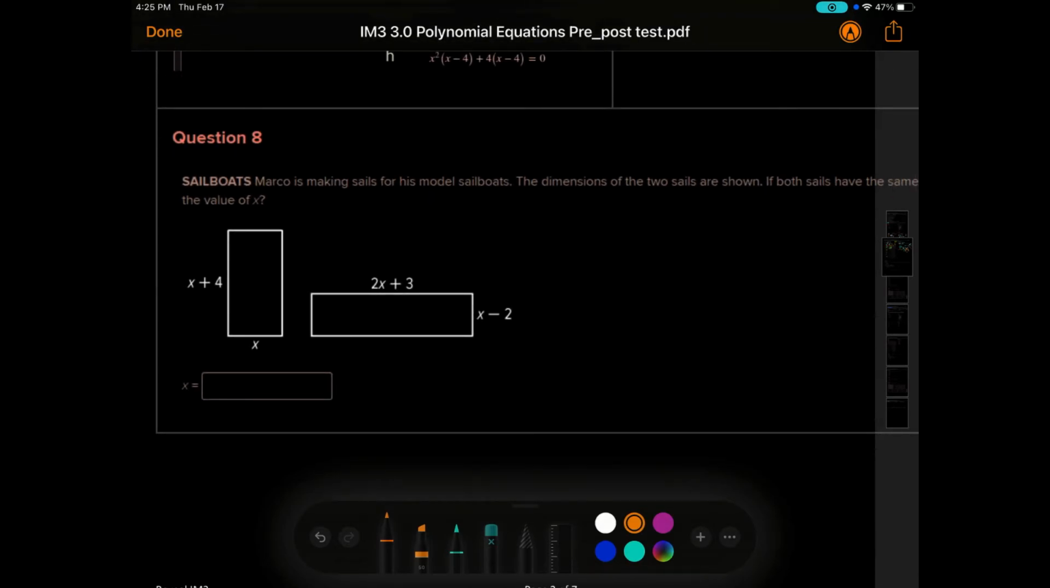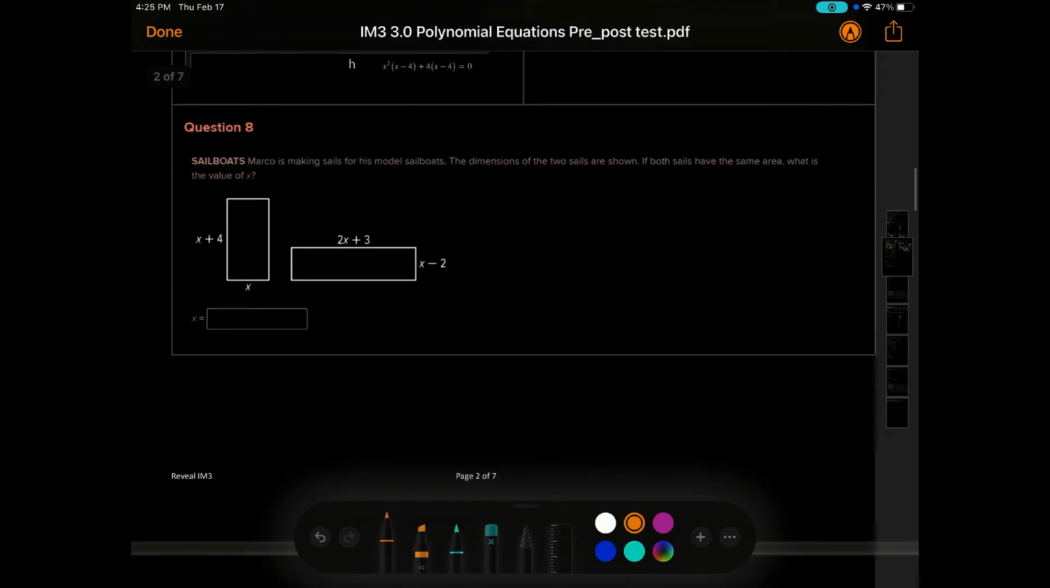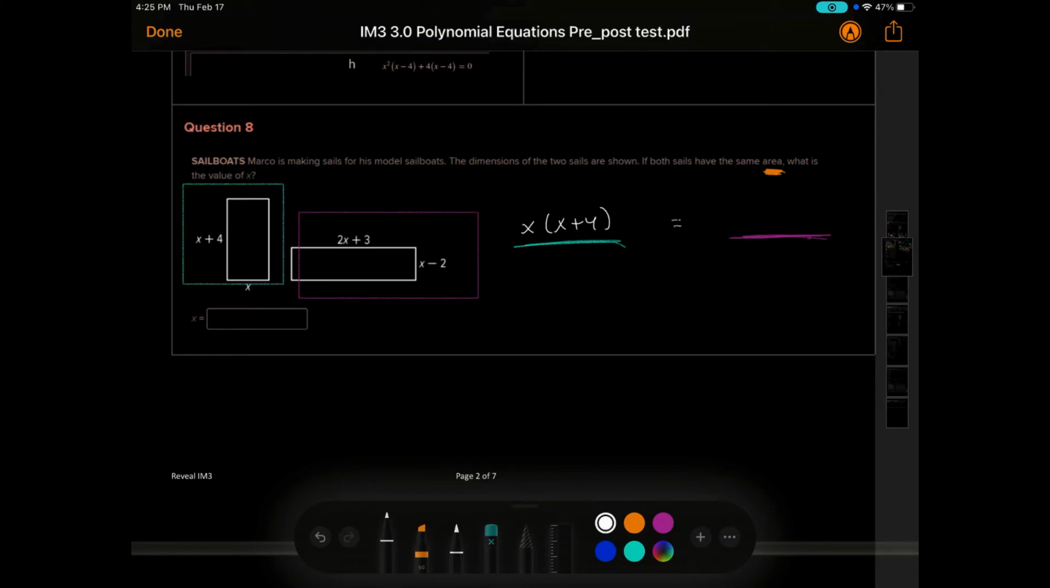Number 8. Marco is making sails for his model sailboats, and dimensions are shown. They have the same area. Okay. If they have the same area, that means the blue is equal to the pink. Does that make sense? So I have x times x plus 4, because we're talking about area, which means multiplying. And we're going to multiply over here: 2x plus 3 and x minus 2.